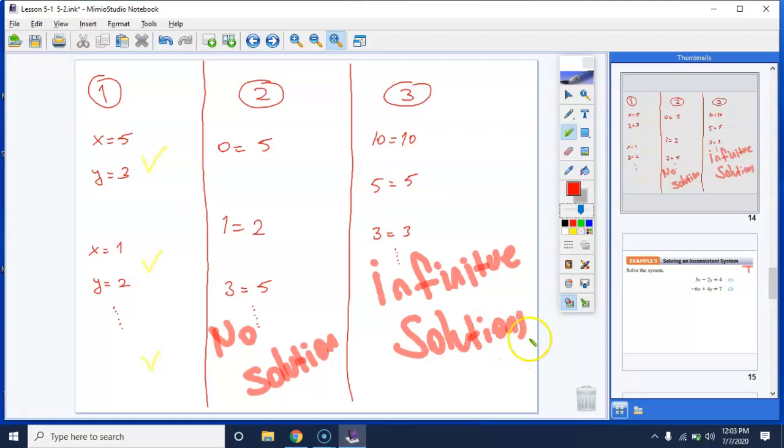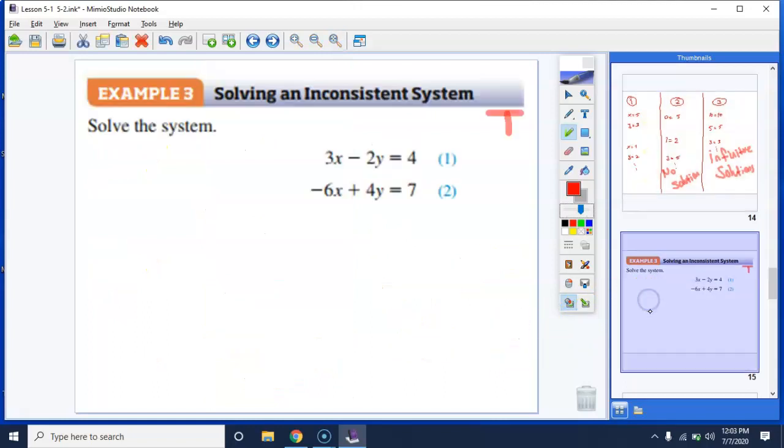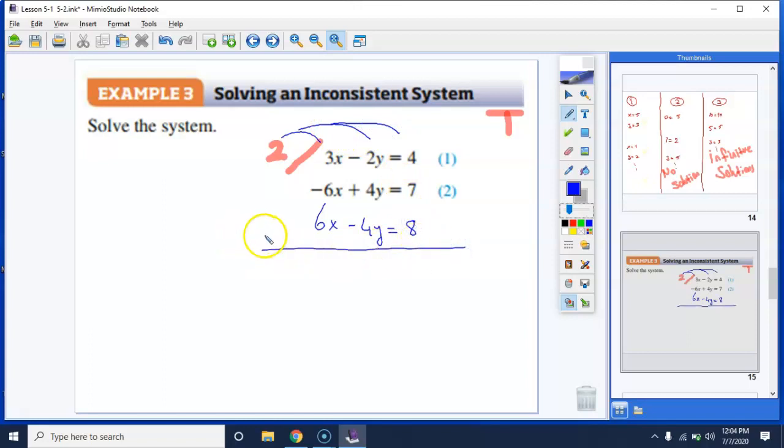Okay, let me show you what it means. Let's work on this one. To solve this one, we can use the elimination method. I have a 4y here. If I had a negative 4y here, they would cancel each other. So this one, let's times by 2. Let's see what we got. 2 times 3x should be 6x. 2 times negative 2y, negative 4y, and 2 times 4 is 8. And let's add them up. Let's see what we got.